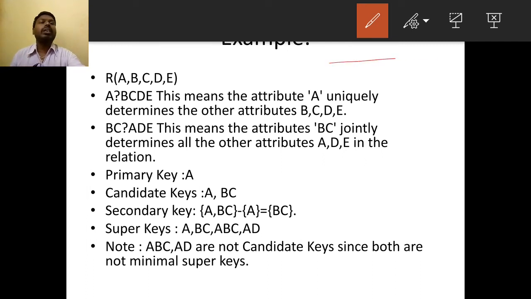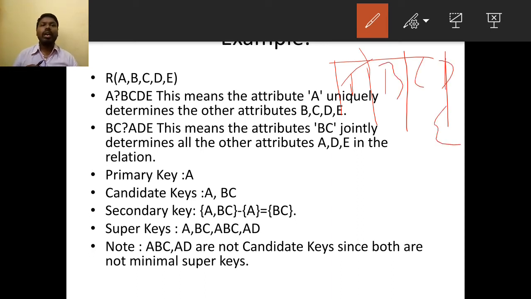Understand? So consider there is a table having column A, column B, column C, column D, and column E. So totally 5 columns: A, B, C, D, E. Here we have the relation R, which means the table, with 5 columns. Here A question mark. What does A question mark mean? A uniquely determines. So A is a primary key.